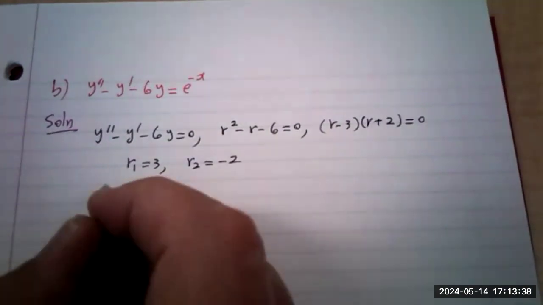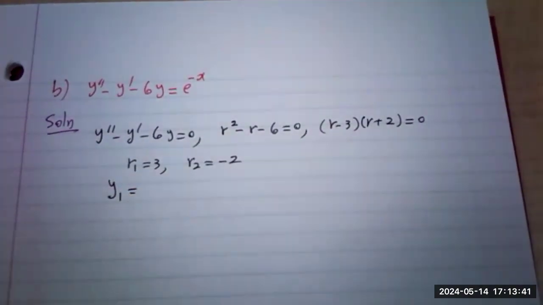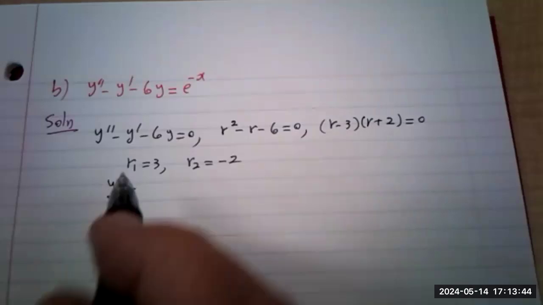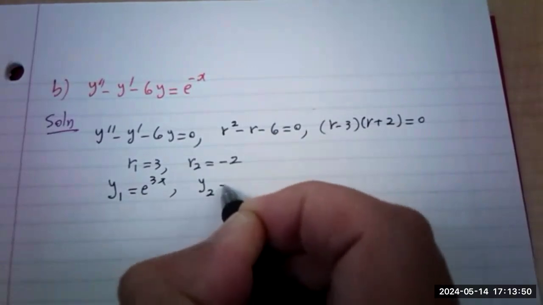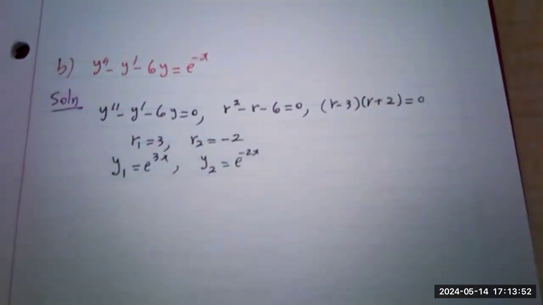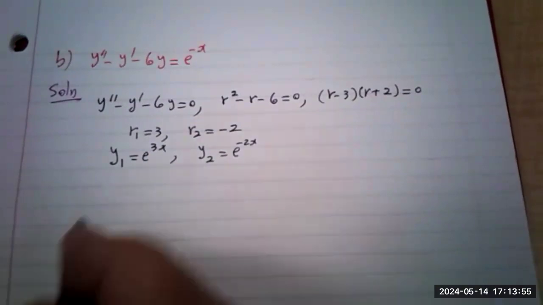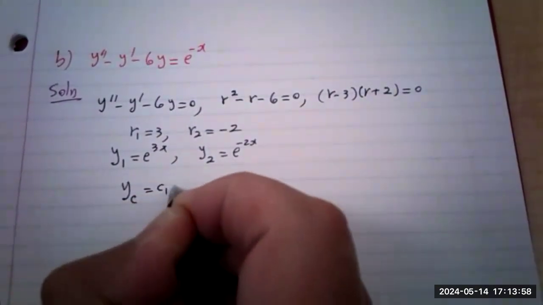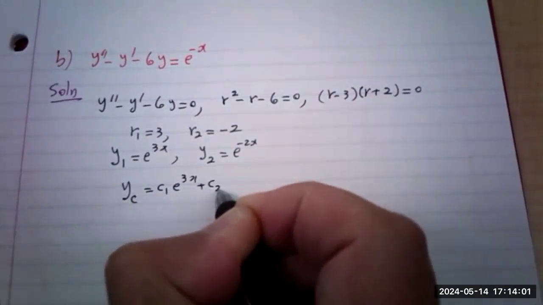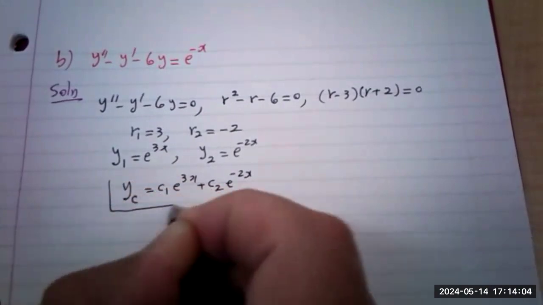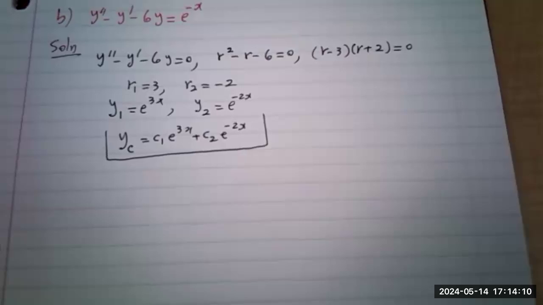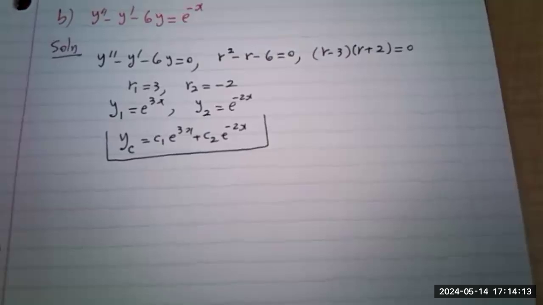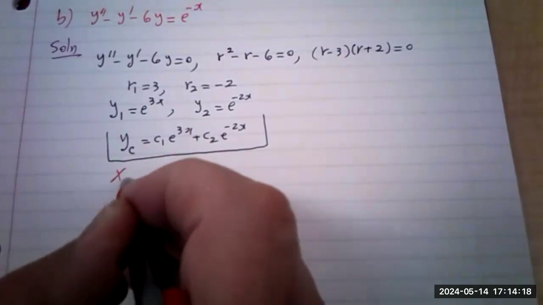So the corresponding solutions, remember, are going to be of the form e to the rx. So y1 is e to the 3x, and y2 is e to the negative 2x. So yc would be c1 e to the 3x plus c2 e to the negative 2x. That gives you the general solution of the homogeneous equation. Okay, any question? Now we want to find the yp by the method of variation of parameters.